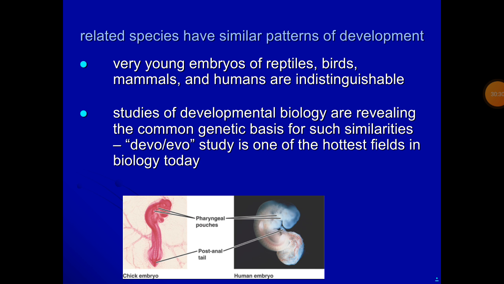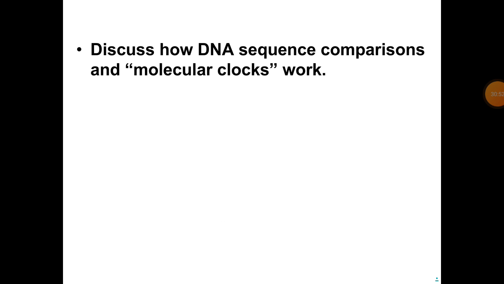Next is related species that have similar patterns of development. Very young embryos of reptiles, birds, mammals, and humans are indistinguishable. Studies of developmental biology are revealing the common genetic basis for such similarities. The Evo-Devo study is one of the hottest fields in biology today.